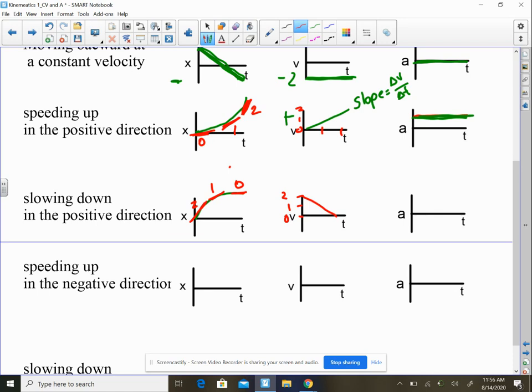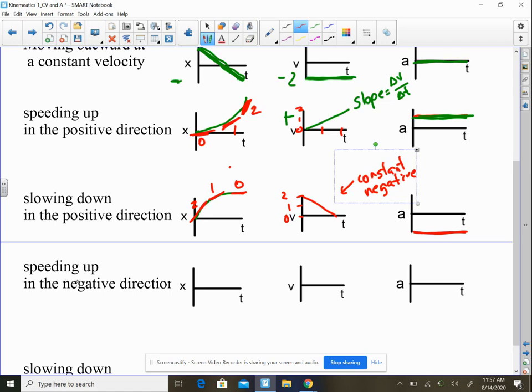Now, if the slope of a velocity graph tells us the acceleration, what is the slope of this graph? The slope of this graph is constant and it's negative. And so we could look up and figure out the exact value, but we know our acceleration is going to be constant and negative. If we look at the slope of this graph, that will tell us the acceleration.